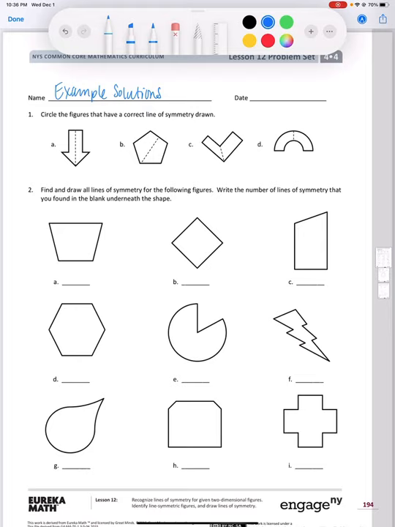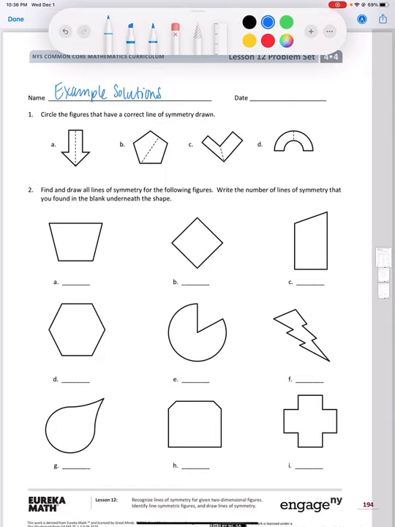So first we start with line symmetry, which means that we have a two-dimensional shape and we're going to draw a line down the middle so that it matches on either side of the line. So when you fold up the 2D shape, you have a match. Okay, so that's what lines of symmetry are.